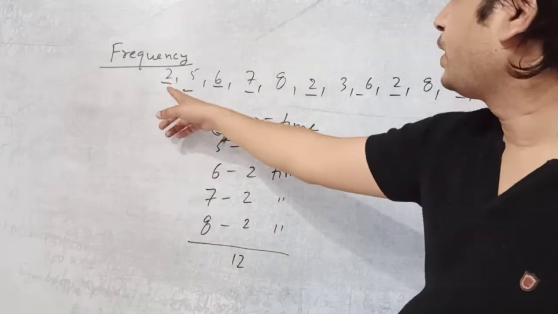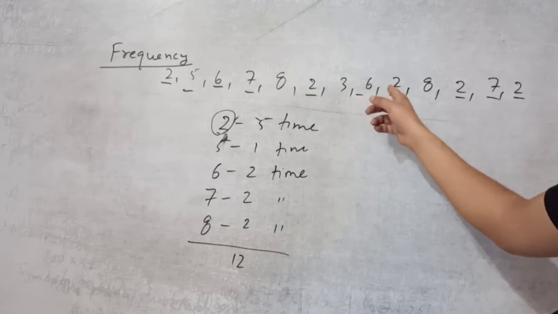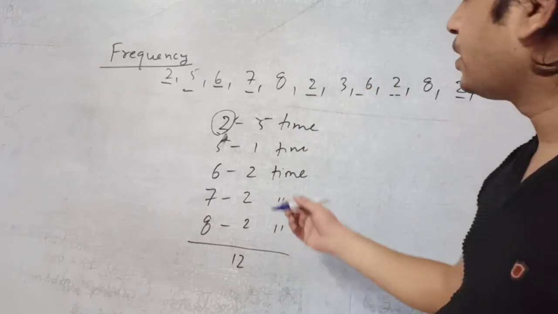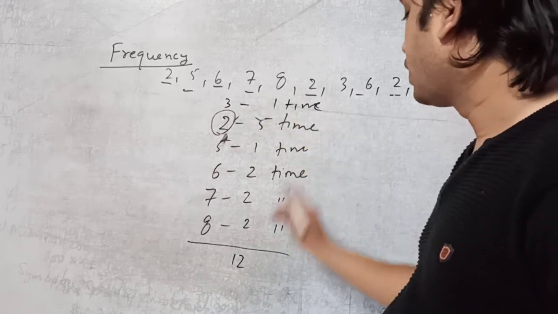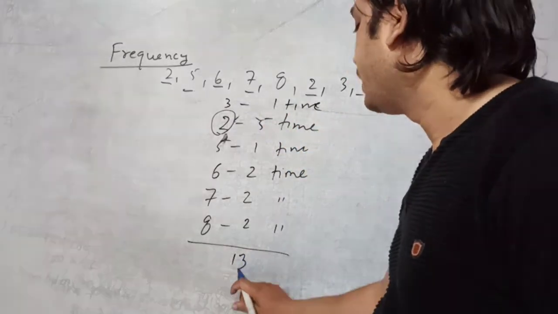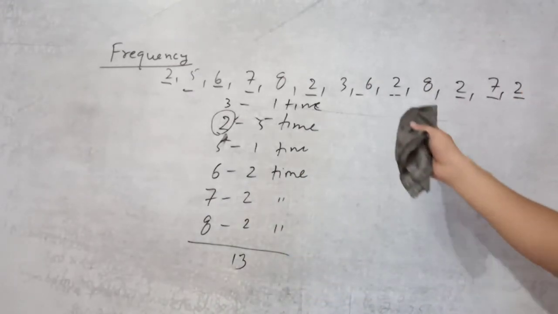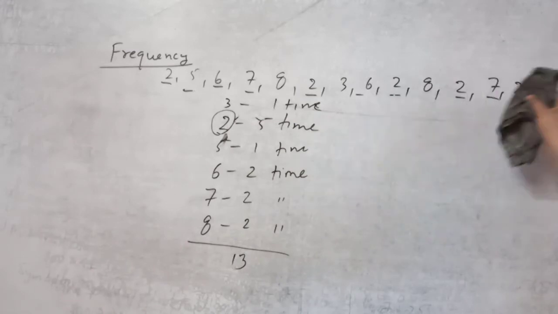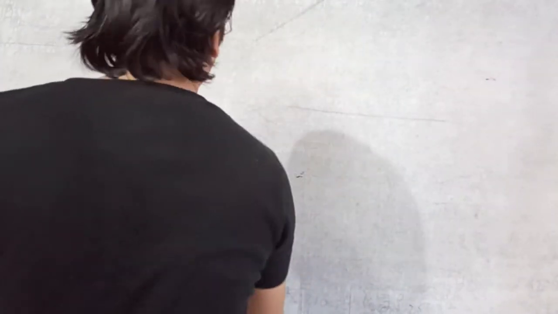So 2 is coming how many times? 1, 2, 3, 4, 5, 7. 3 is remaining. This 3 we haven't counted. That's why the mistake is coming. It is coming how many times? 1 time. So here how much total number will come? 13. So this is known as the frequency. The number which is coming how many times, that is known as the frequency. So here we will write the definition of frequency.